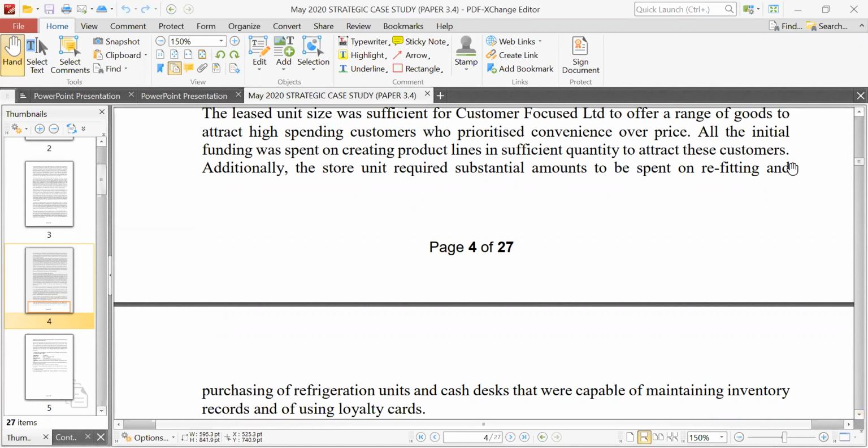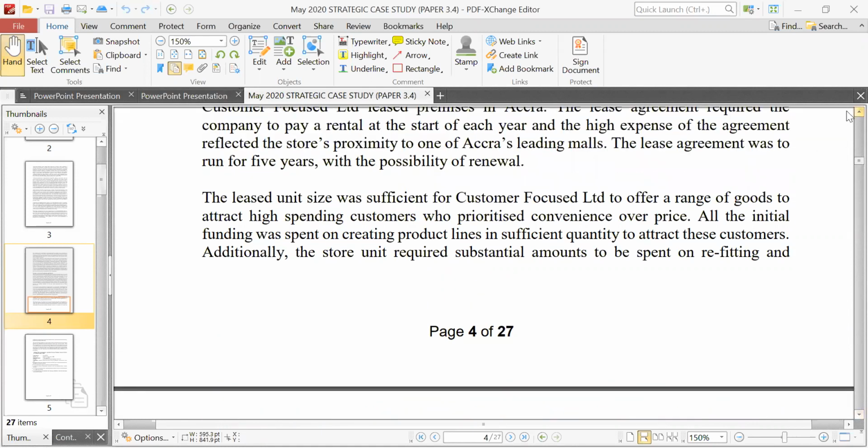Okay, so if you remember, who was the one using the loss leader technique? The organization. Sorry? I think it was Customer Focus that was using the loss leader. Okay. The contradiction here for me is that it says the lease unit size was sufficient for Customer Focus Limited to offer a range of goods to attract high-spending customers who prioritize convenience over price.